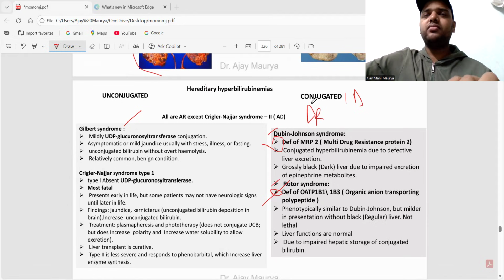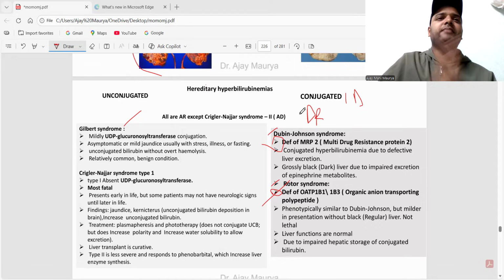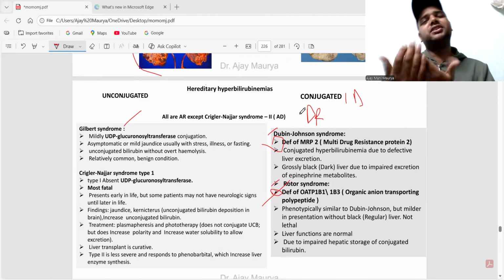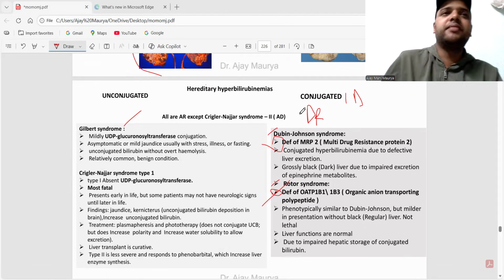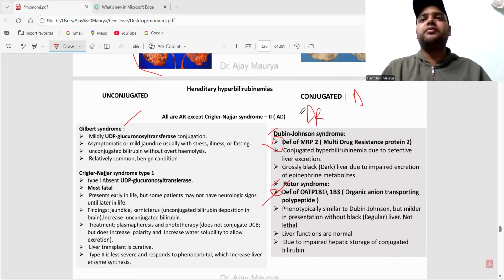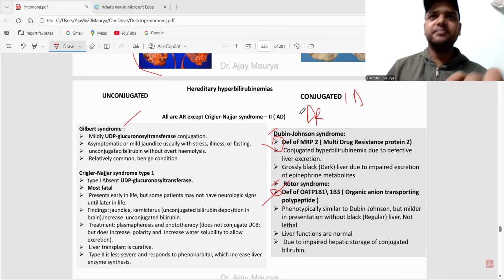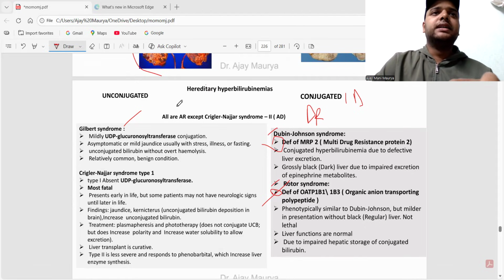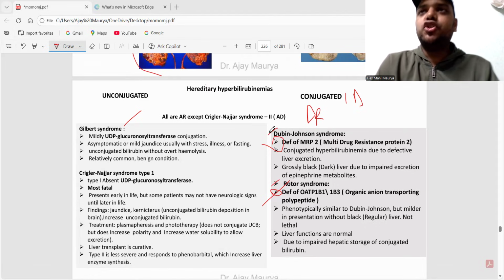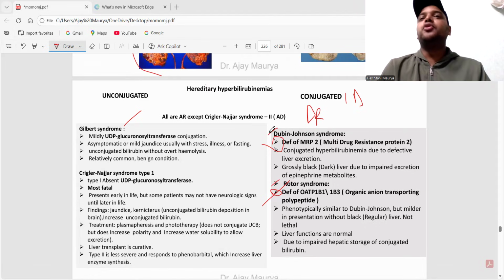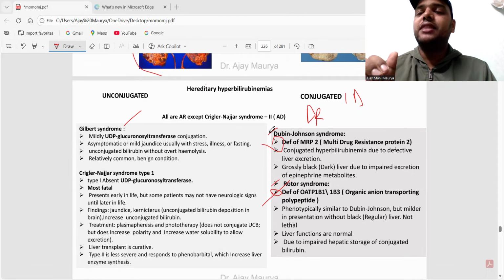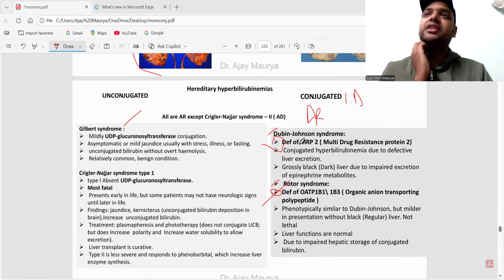Okay, now see here. Sometimes they will ask you not only which is conjugated and which is unconjugated, but they are also going to ask you a few other questions. See, this is Dubin-Johnson syndrome. What is the enzyme deficiency? This is the MRP. Defect in the MRP, so how are we going to remember it?